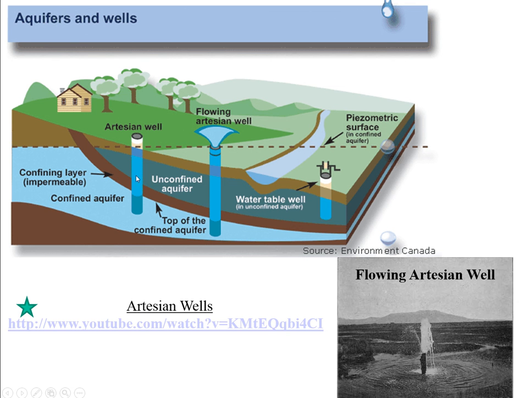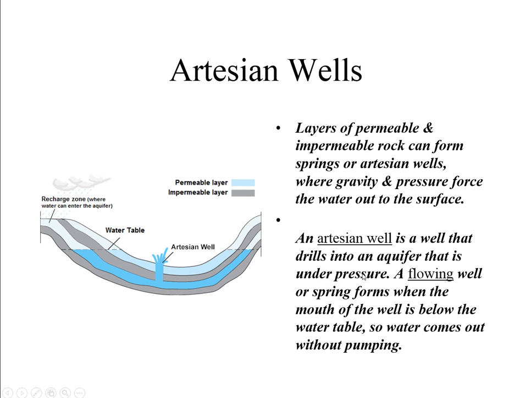Whenever you have a well that goes into a confined aquifer, we call that an artesian well. And if the well is below the surface of the water table, then it flows. This is a flowing artesian well. Again, an artesian well is a well that drills into a confined aquifer because it's under pressure. It flows if it's beneath the water table.